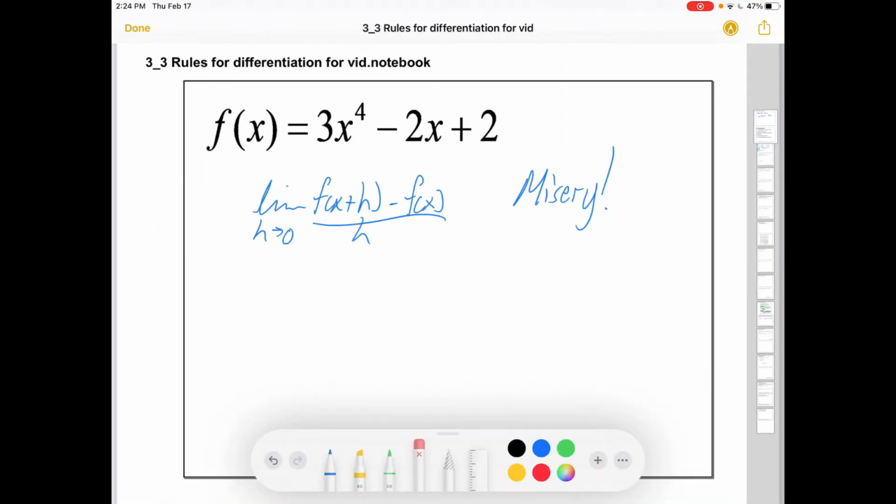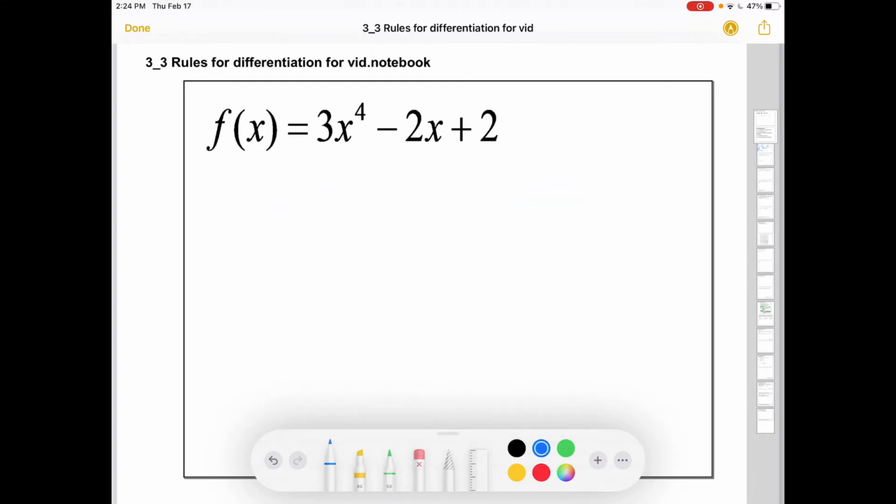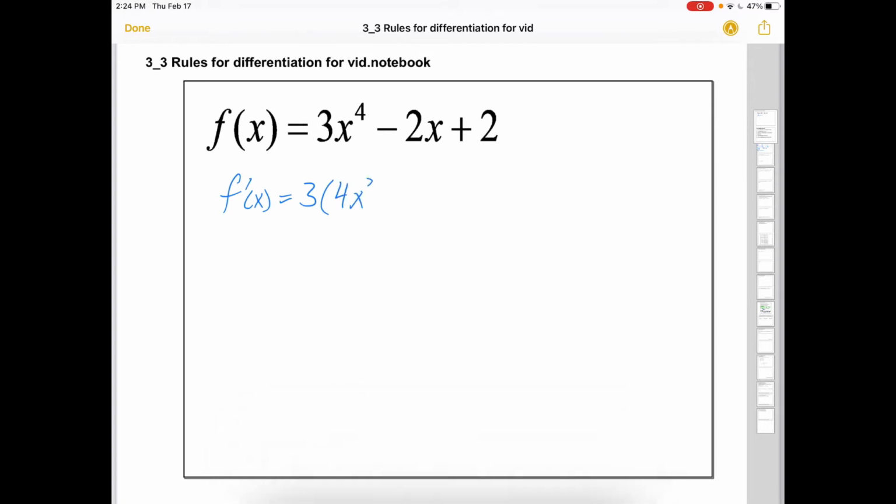So let's revisit this one here that we cataloged as misery. The rules tell us a bunch of things. So f prime of x is going to be 3, which is a coefficient. Coefficients stay. x to the 4 becomes 4x cubed. Minus 2 is a coefficient here, so it's being multiplied by an x, or x to some power. And the derivative of x, we learned, was just 1. And then this 2 is different. It's a constant term, so it's not being multiplied by x. It's its own term, and that goes to 0.